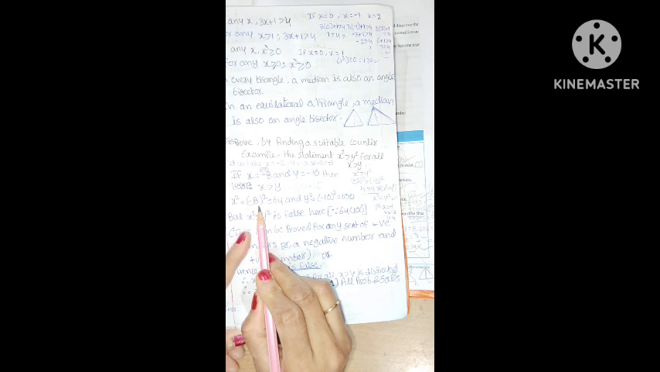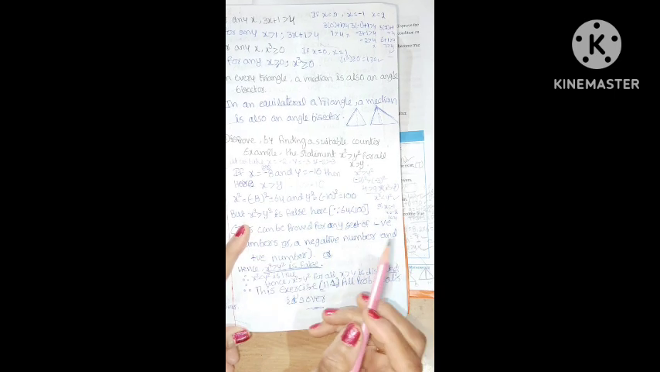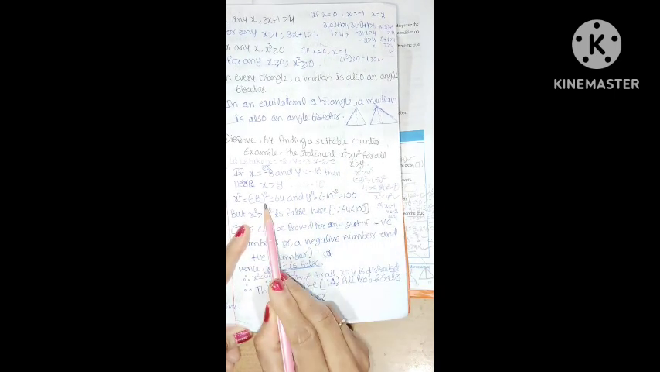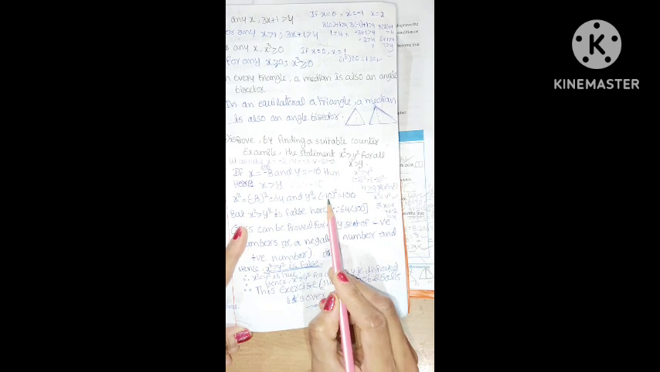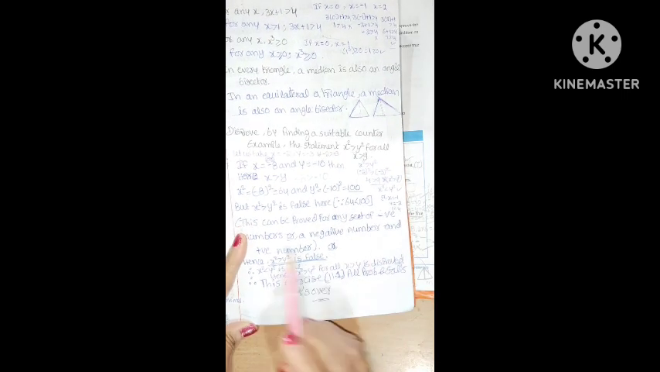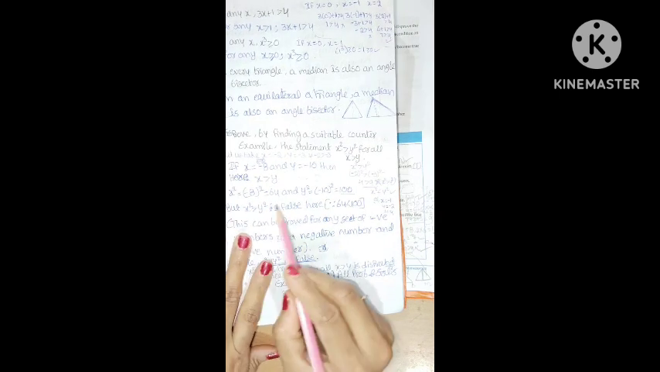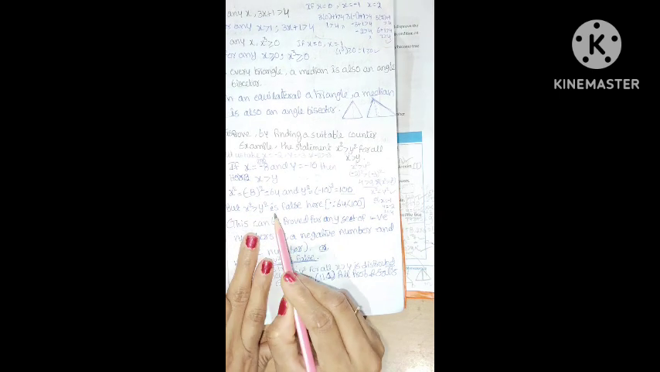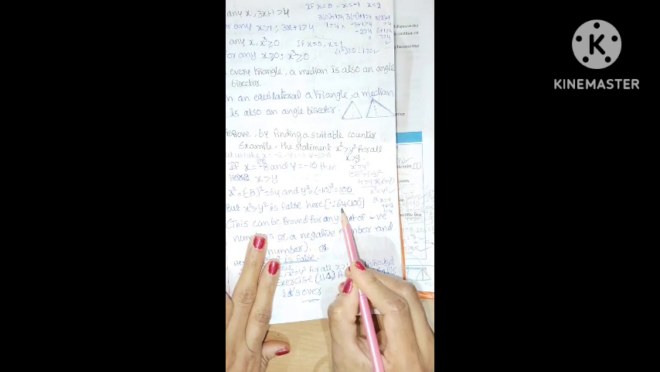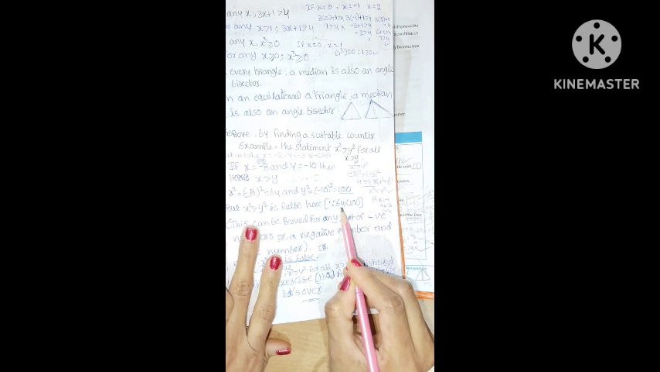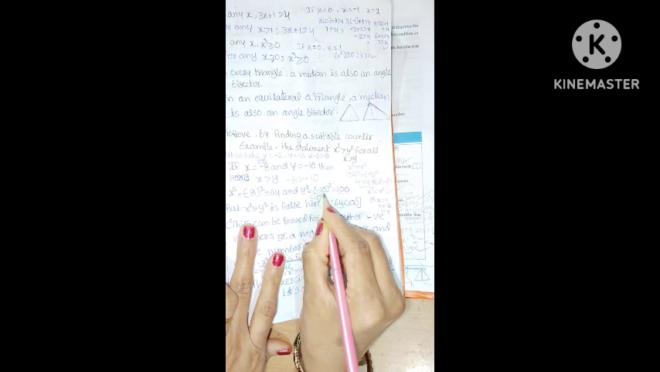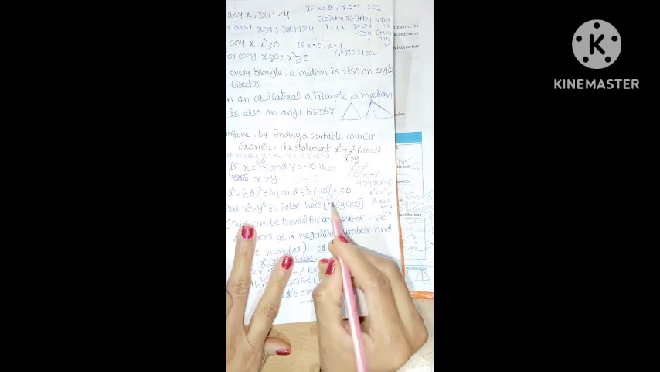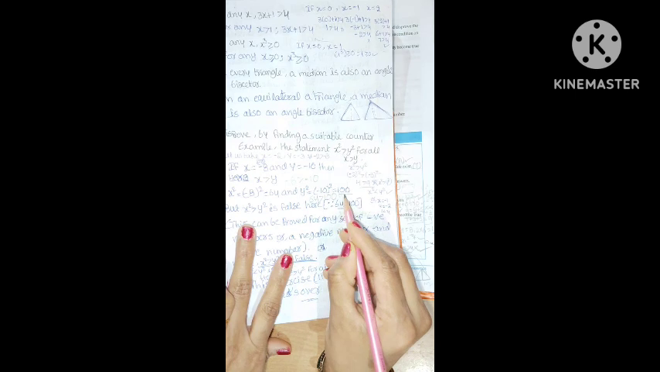Then what do we get? x square equals minus 8 whole square, which is 64. y square equals minus 10 whole square, which is 100. So x square greater than y square: is it possible? 64 greater than 100? No. It is false.